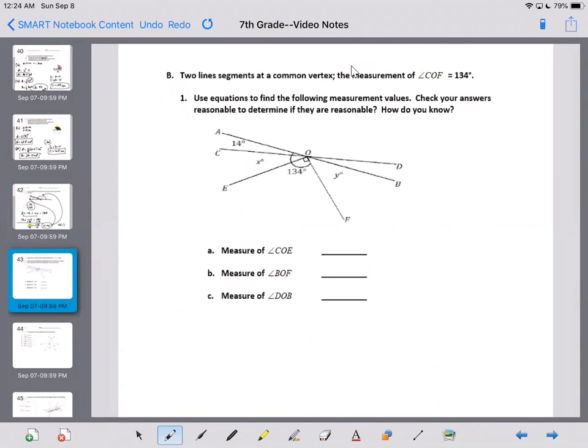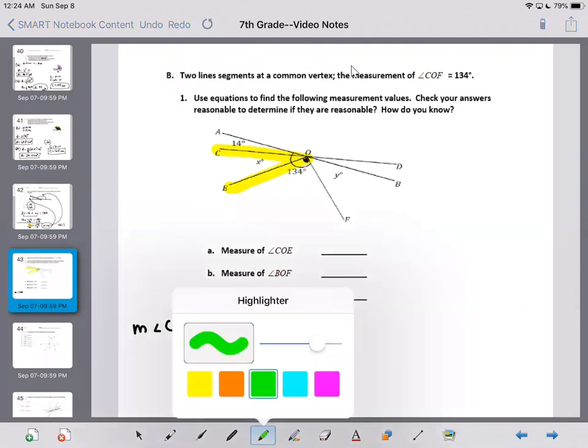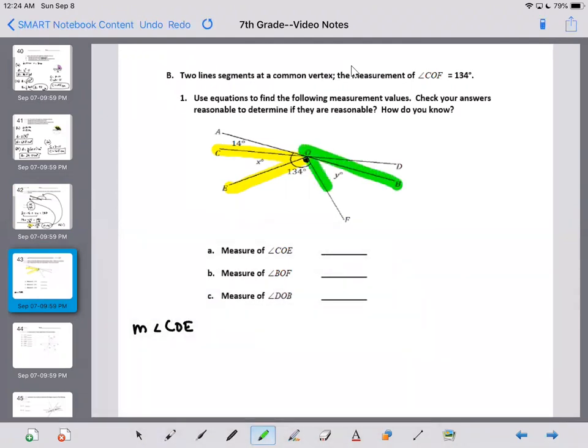And so we've got some examples here where we know things that are 180. We see the 90-degree angle, so we know that we've got complementary angles in here as well. So if I want to find the measure of angle COE, I'm looking for that measurement, which is X right now. I also want to find angle BOF, and I also want to find angle DOB.